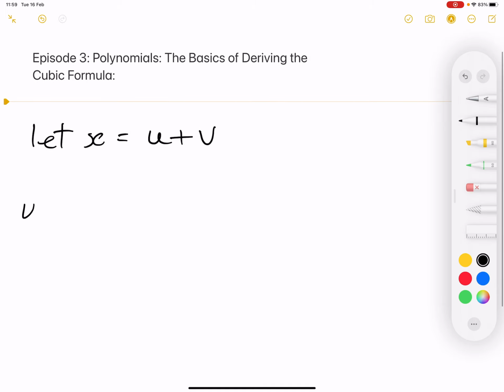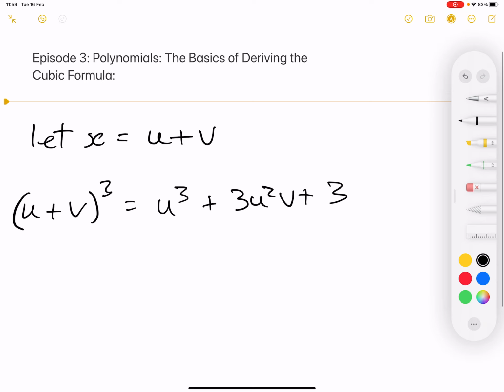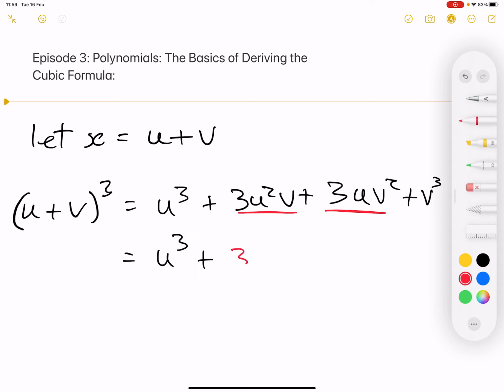So we work out the perfect cube and we say u plus v cubed is equal to u cubed plus 3u squared v plus 3uv squared plus v cubed. And then we take a look at this and we say these two things can be factorised, and we factorise them by u cubed plus 3uv (u plus v) cubed.